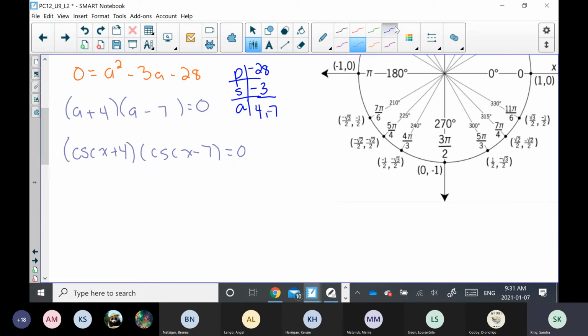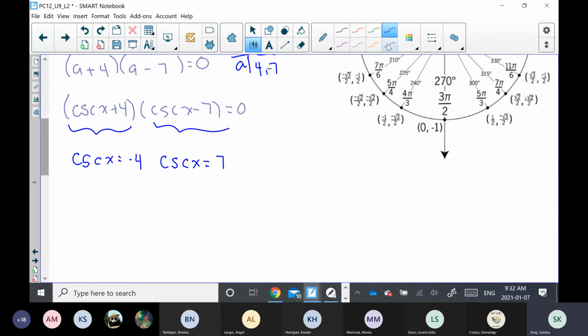Okay, let's let each of our factors equal to 0 and solve. So this factor, if I set it equal to 0 and solve for cosecant, would be cosecant of x is equal to -4. And this factor is going to be cosecant of x is equal to 7.